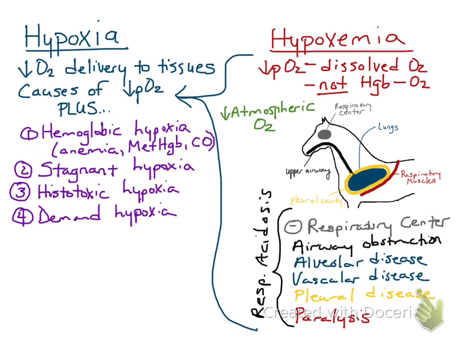So do you need to know all of this for this class? No, you don't, but you do need to know it as a veterinarian. And the important concepts to understand for this class are the definitions of hypoxemia and hypoxia, and that hypoxia can occur without hypoxemia. And then lastly, anemia does not cause hypoxemia. So in this class, I'm really not going to test you on stagnant hypoxia, histotoxic hypoxia, or demand hypoxia.